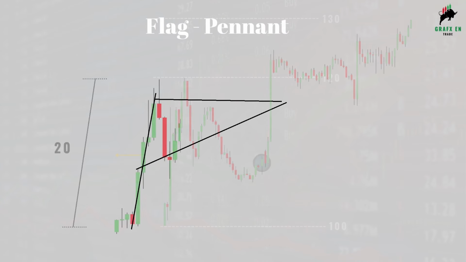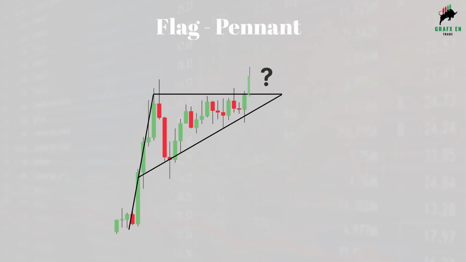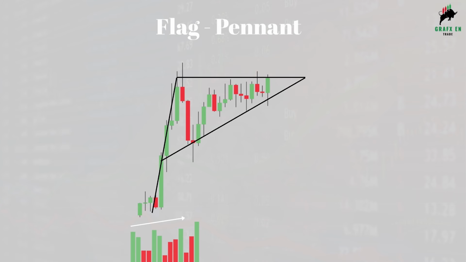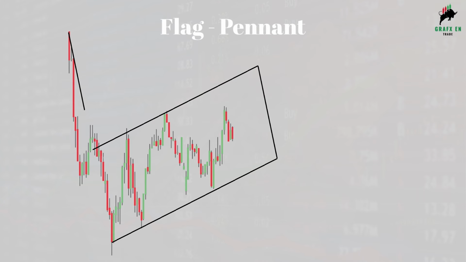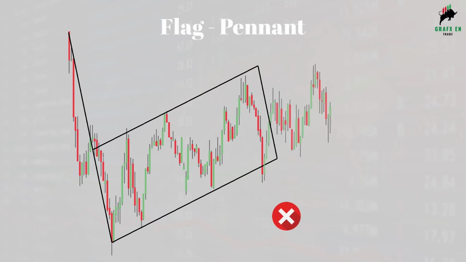Of course, not every flag or pennant works perfectly. False breakouts can occur. This is where volume becomes critical. Volume should increase during the formation of the pole, decrease during consolidation, and rise again when the breakout occurs. Without volume confirmation, the formation may fail. Timing is also important. Prolonged consolidations usually no longer qualify as a flag or pennant and may form other patterns.